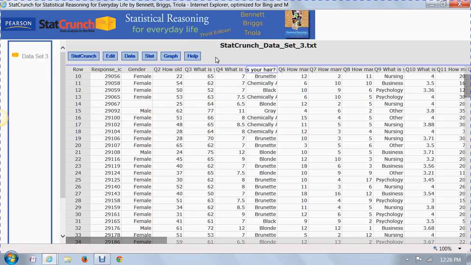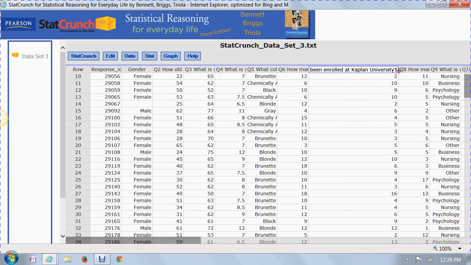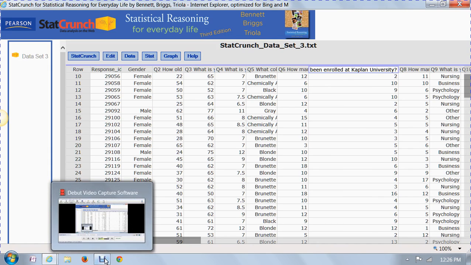And suppose I select Q8. Let's see. Now, to find out what Q8 is, can't really read it here. Now let's do Q7. I think there's more of a variety. Look what I'm doing here. I'm expanding that column. It says, how many terms have you been enrolled at Kaplan University?